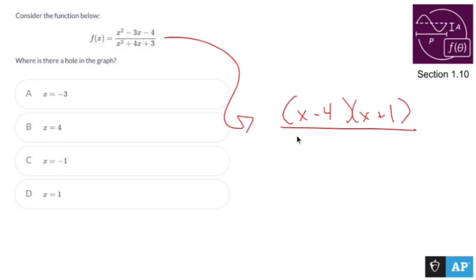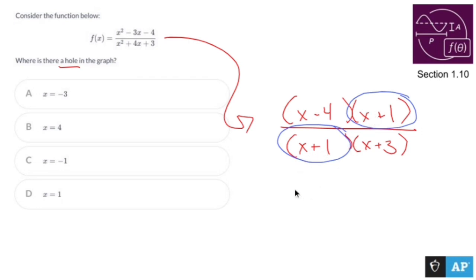I'm going to do the same thing and factor downstairs. So I have two numbers that multiply out to 3 and add up to 4, so 1 and 3 should do the job. They want a hole. A hole exists when you have a factor on the bottom that's the exact same as the factors you have up top. X plus 1 on the bottom and x plus 1 on the top are the same. Now, the hole exists at the x value that makes the factor equal to 0. So -1 plus 1 is 0, so x equals -1 is going to be my hole.